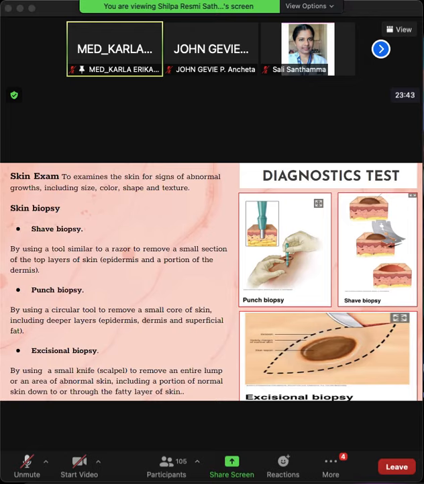The first one is shave biopsy, using a razor-like blade to remove a small section of the top layer, such as the epidermis to a portion of the dermis. The next one is punch biopsy, using a circular tool to remove a small portion of the skin, including the deeper layers: epidermis, dermis, and superficial fat. The third one is excisional biopsy, using a small scalpel knife to remove an entire lump or abnormal skin, including a portion of normal skin, down through the fatty layer of the skin. I posted these pictures. Next slide.